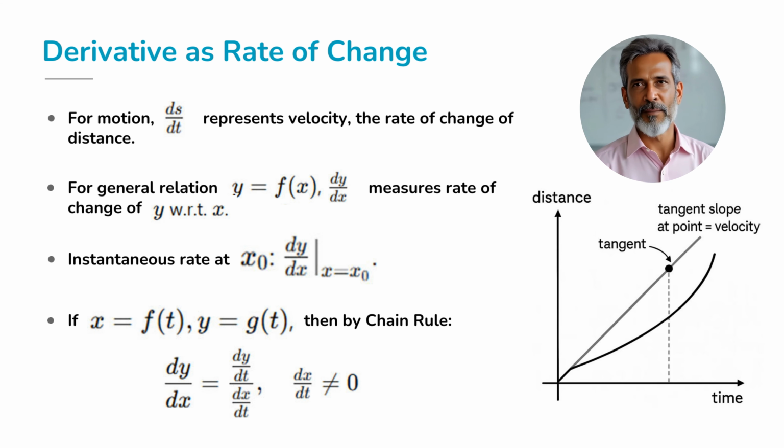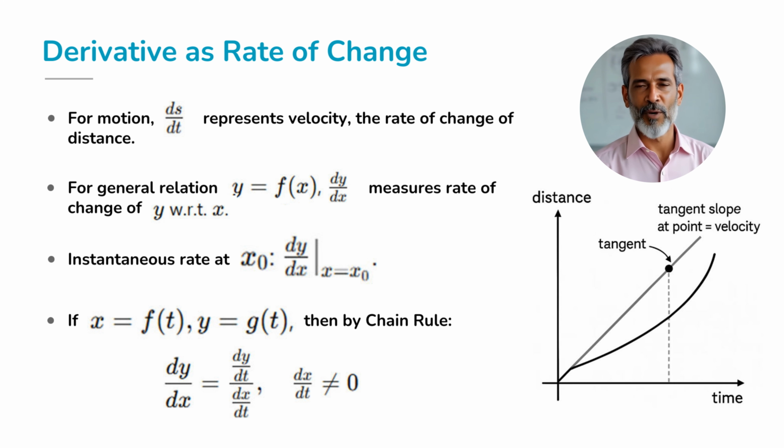Let's zoom in. In physics, if s is distance, then velocity equals ds by dt, which is rate of change of distance with respect to time. And if velocity itself changes, acceleration equals dv by dt. For a function y equals f of x, the rate of change is dy by dx. At a point x0, we write dy by dx evaluated at x equals x0.